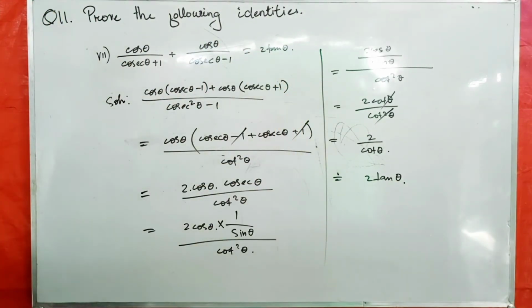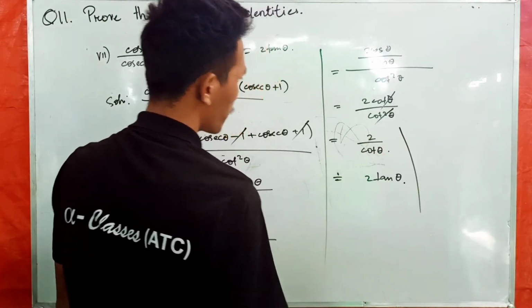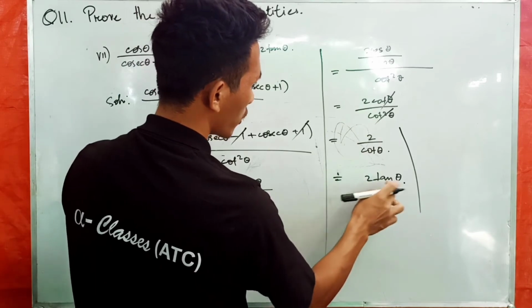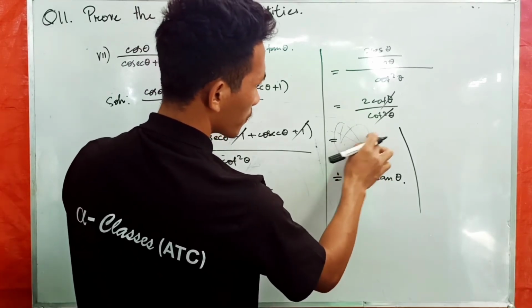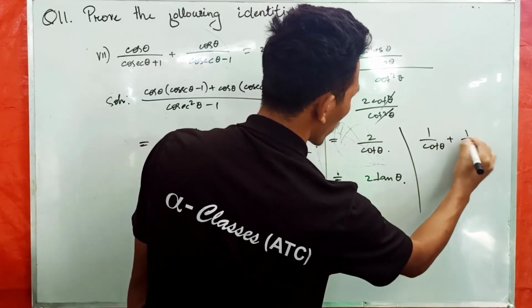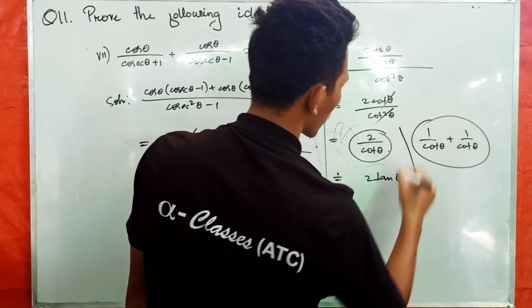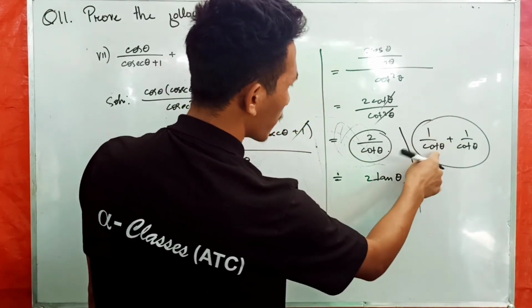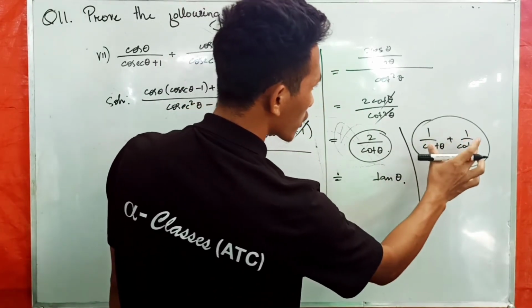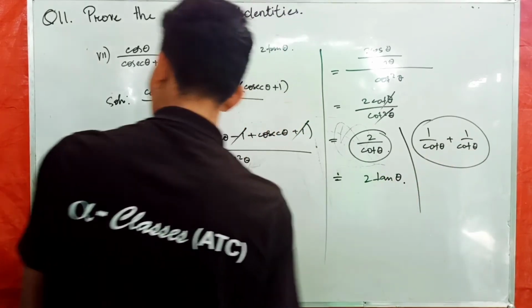Right hand side. 2 by cot theta means 2 tan theta. Okay, 2 times means 1 by cot theta plus 1 by cot theta. Still the same, this two. So 1 by cot theta means tan theta. This is 2 times, so I just skip 2 times. 2 tan theta.